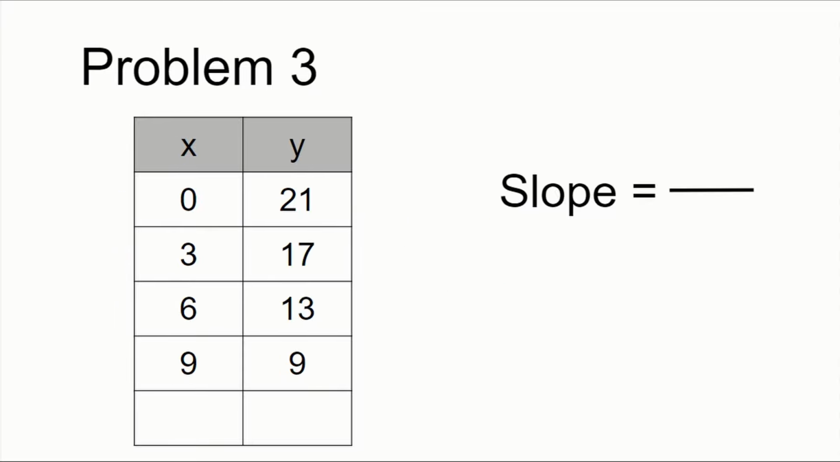Problem 3. What's the slope for this table? Starting with our y values, how do I go from 21 down to 17? Instead of adding, this time I'm subtracting. To go down from 21 to 17, I'm subtracting 4. How about from 17 to 13? That's also going to be minus 4. And from 13 to 9, that's going to be minus 4. So my change in y is going to be minus 4.